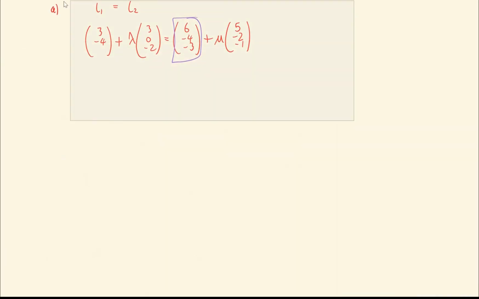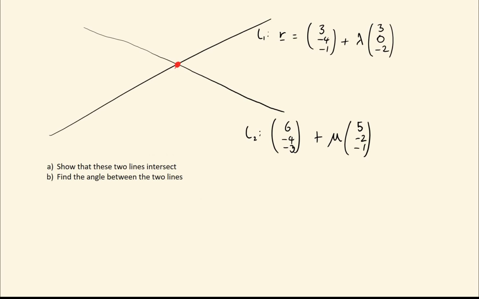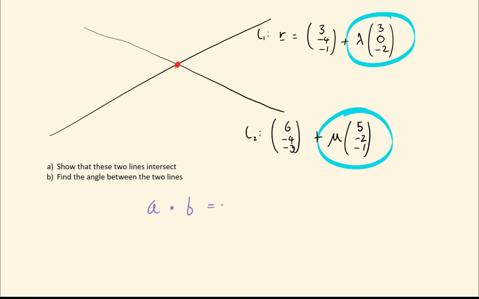Then for part B, we want to find the angles between the two lines. For this, you only care about the direction vectors. The direction vectors tell us what direction they're pointing in, and that lets us give us our angle. That makes a line point in a particular direction. For this, we're going to use the dot product, which is A dot B is mod A mod B cos theta, where A and B are my respective direction vectors.